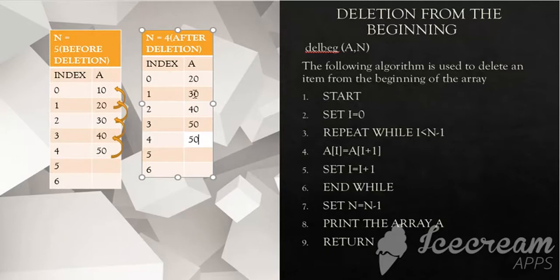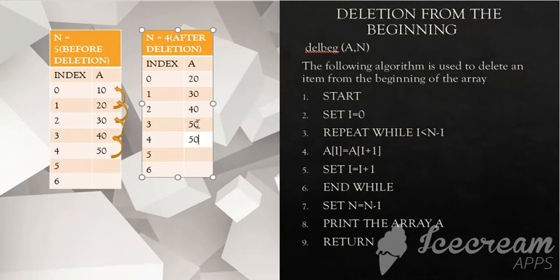Okay, so only up to the third index it will be printed. When the array is printed after decrementing, n equal to 4, indices 0 to 3 will be printed. So 20, 30, 40 and 50 will be printed. So that is about deleting an element from the beginning.